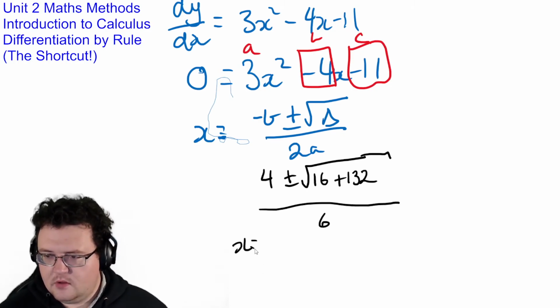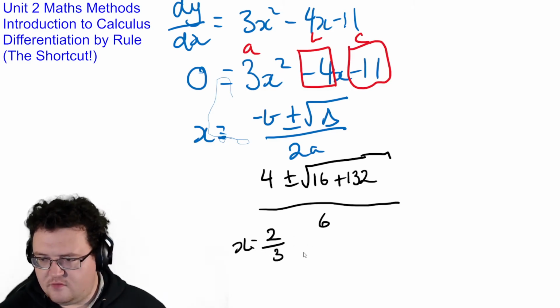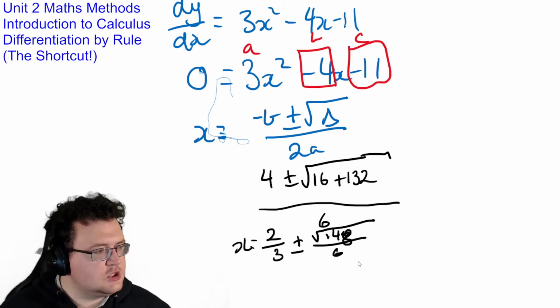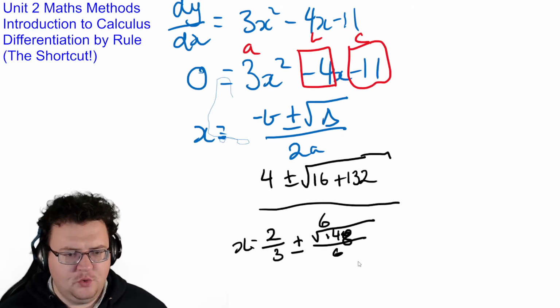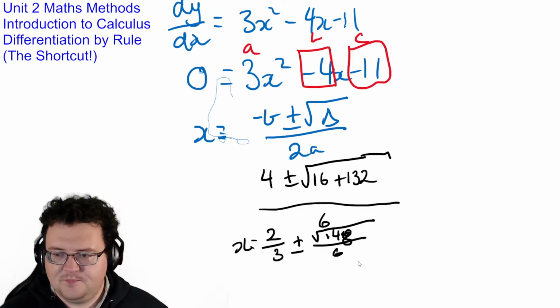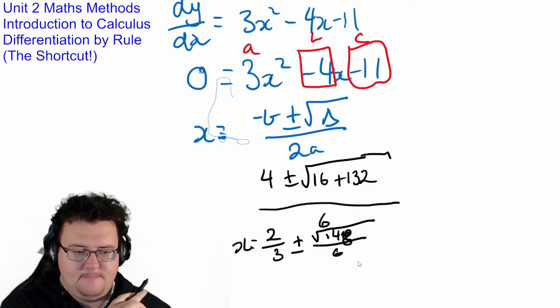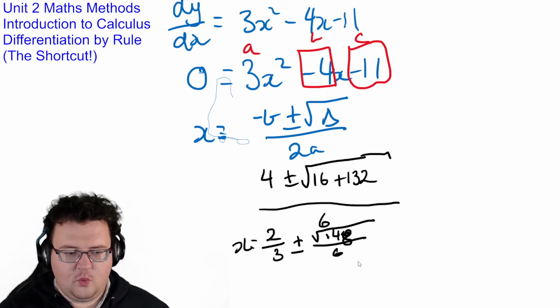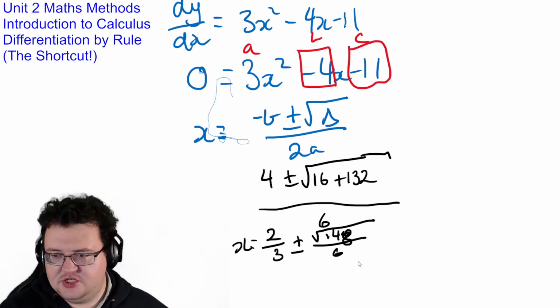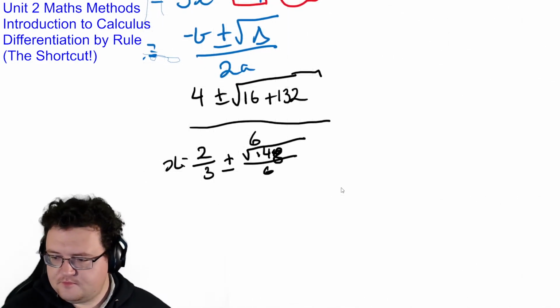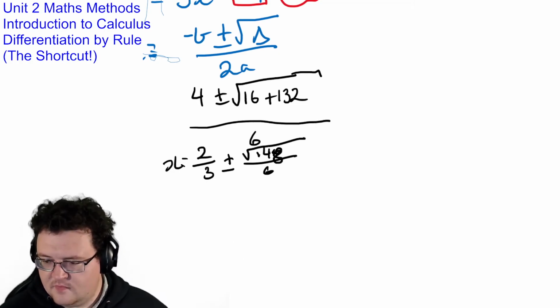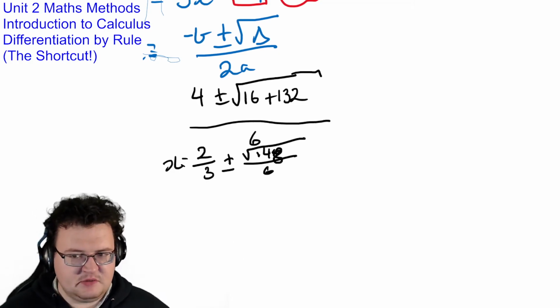So, x equals 2 over 3 plus minus the square root of 148 over 6. Square root of 148, is that something that we can just do? But what is it? What can we simplify the square root of 148 to? First things first, is it divisible by 4?